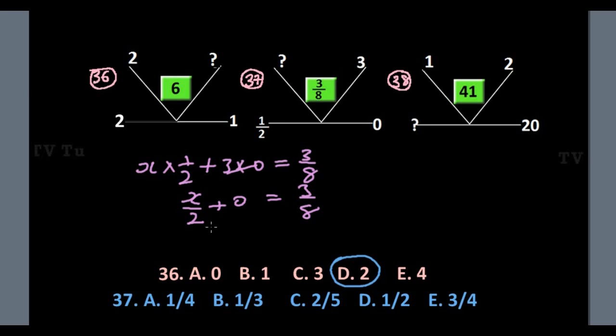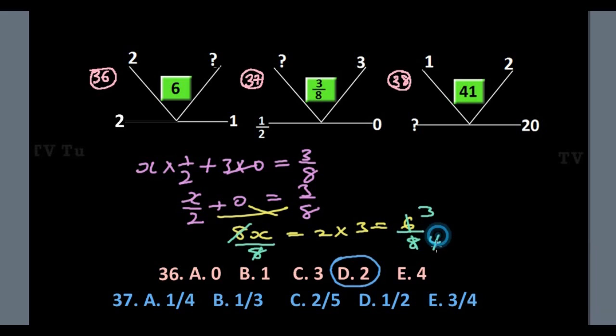So now we cross multiply, so we have 8x equals 2 times 3, and that gives us 6. So we divide both sides by 8. 8 cancels 8. 6 divided by 8. 2 goes in here, 3. 2 goes in 8, that's 4. So the unknown number is 3 over 4. So the answer option E is the right answer.